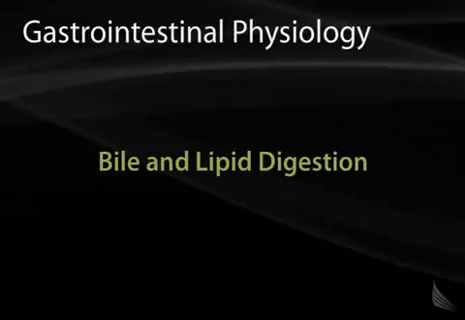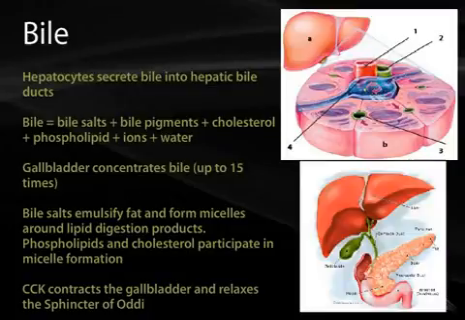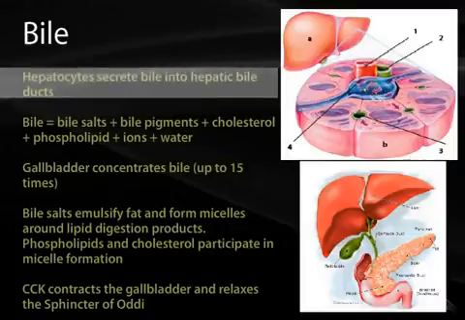The first diagram shows a cross-section of the liver. In this cross-section, you can see the architecture of the liver with a central vein, a branch of the portal vein, and hepatic artery which run together. There are also bile capillaries present, which then will drain into biliary canaliculi and then into the intrahepatic bile ducts. Hepatocytes secrete bile into hepatic bile ducts.